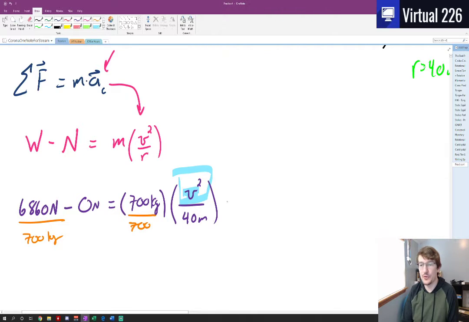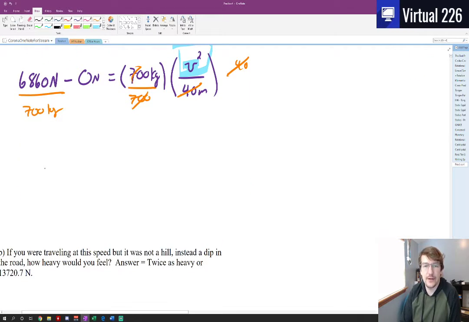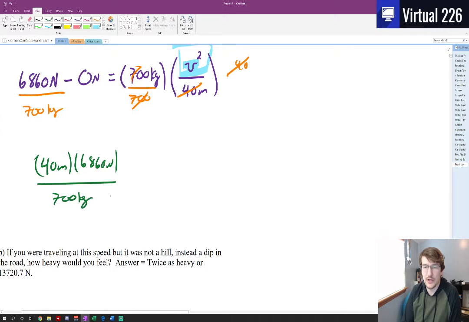And then we're going to have to multiply each side by the 40 meters. That'll do that. So I'm going to have to put a 40 meters over here. Because I'm subtracting 0, that's not going to do anything. So if I rewrote this, it would look something like 40 meters times 6860 newtons all over 700 kilograms. And that's going to equal v squared.